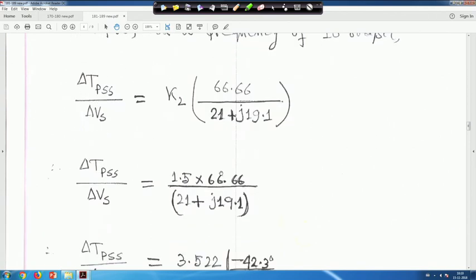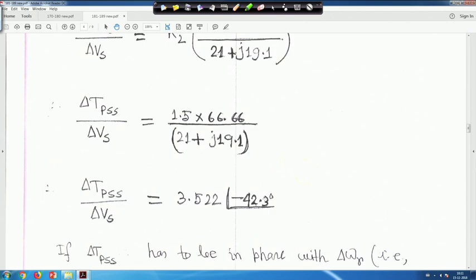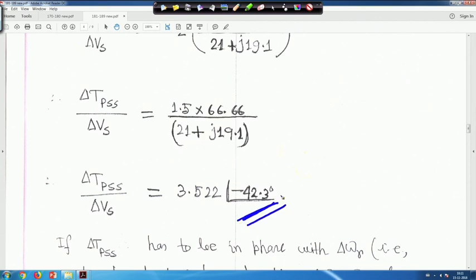Now, if you simplify this and multiply by K2, so K2 is 1.5, it will be 1.5 into 66.66 upon 21 plus j 19.1, and as I told you, multiply numerator and denominator by 21 minus j 19.1. If you do so, it will come 3.522 angle minus 42.3 degree. This lagging angle is coming, and we have to set the gain as a pure gain, that means you need a lead compensator just to nullify this angle, minus 42.3 degree.